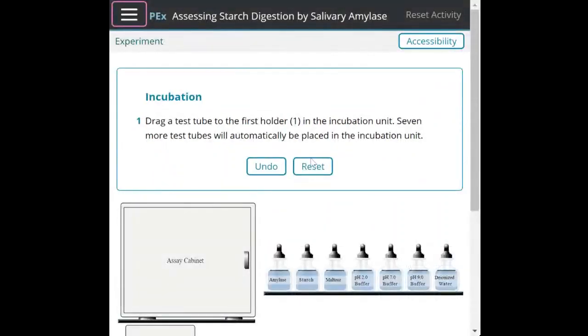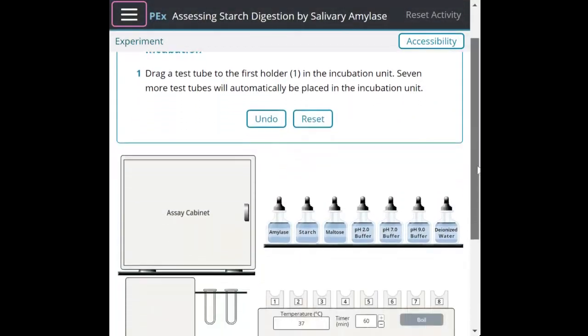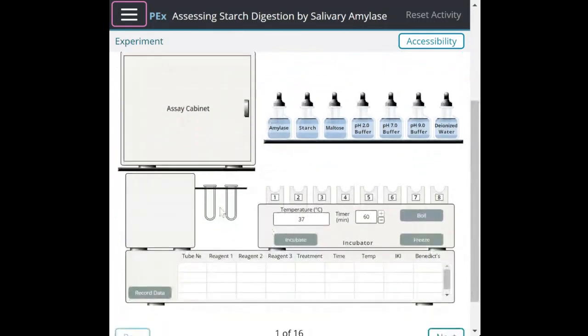All right. So this is our setup here. You can see here are our test tubes. We're going to put them in our incubator. This is our incubator right here. We're going to add and test several different solutions. So there's our enzyme, amylase. Here's our substrate, starch. We also have some maltose, one of those end products.